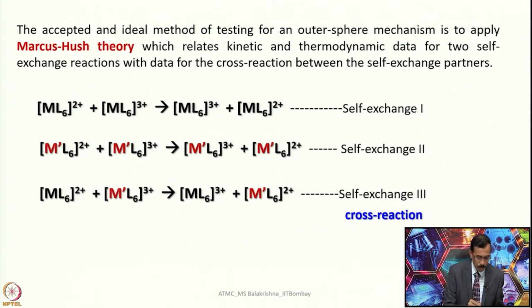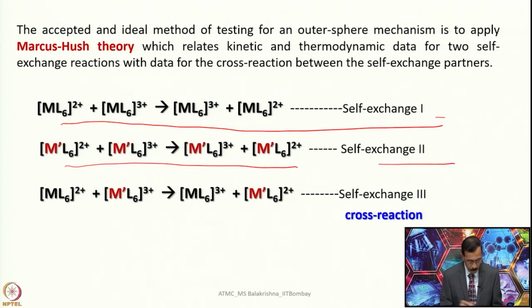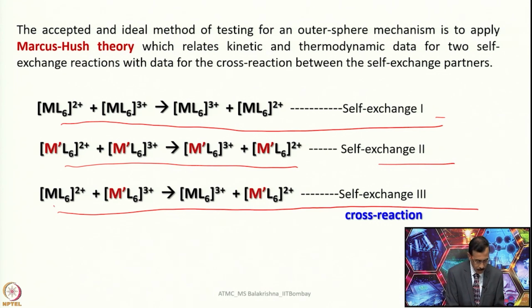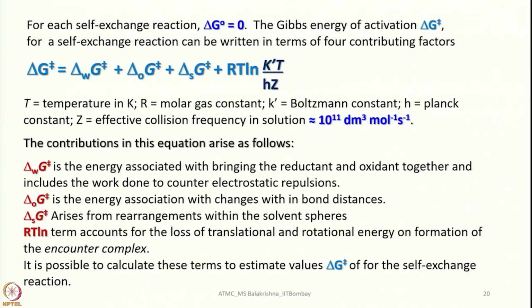So, for example, let us look into the first reaction here. We are doing self exchange, here both of the species are not labeled. We are also performing another reaction where both the species are labeled. Now we are doing the reaction that is required for the redox process, one labeled, one not labeled. Let us call these self exchange 1, self exchange 2 and self exchange 3, and this is called the cross reaction. So, now for each self exchange reaction ΔG is 0.